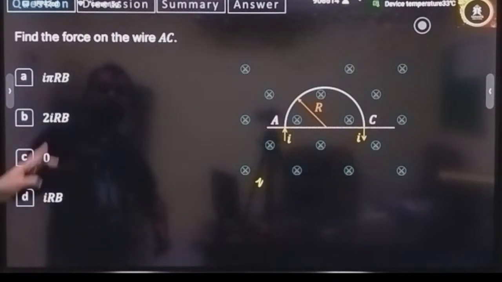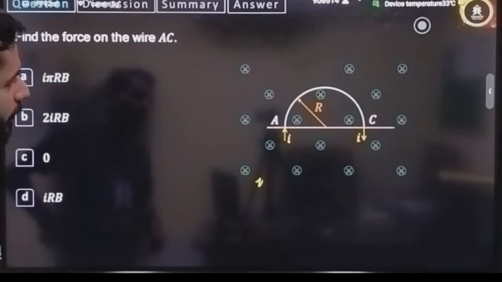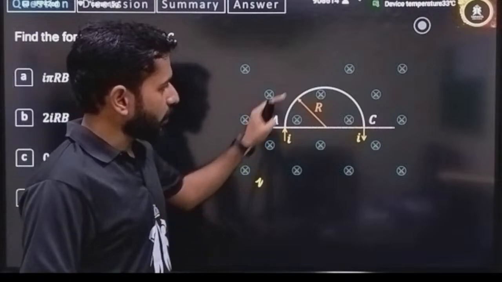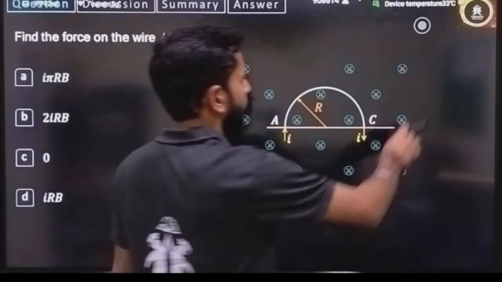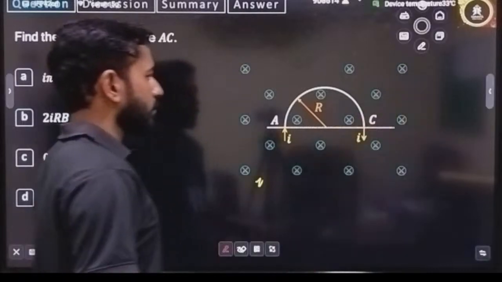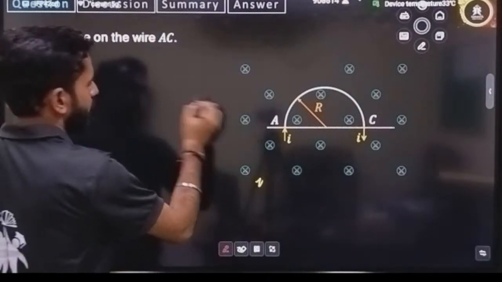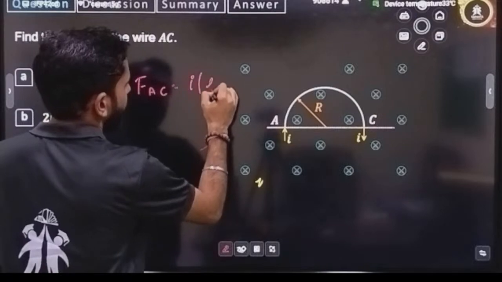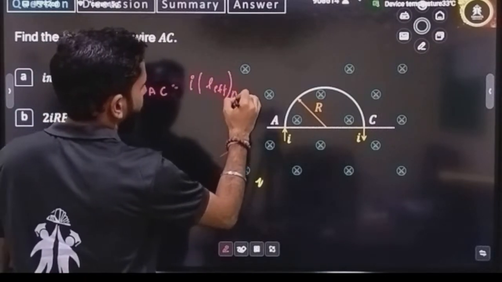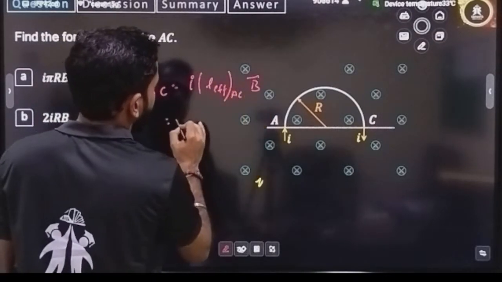Correct. Now see, find the force on the wire AC. You have to tell me what will be the force that will be acting on this wire. This radius is R. What is the force on a current carrying wire between points A and B? Force you will be writing. It is equal to I into effective length between A and C into B, that is already given.